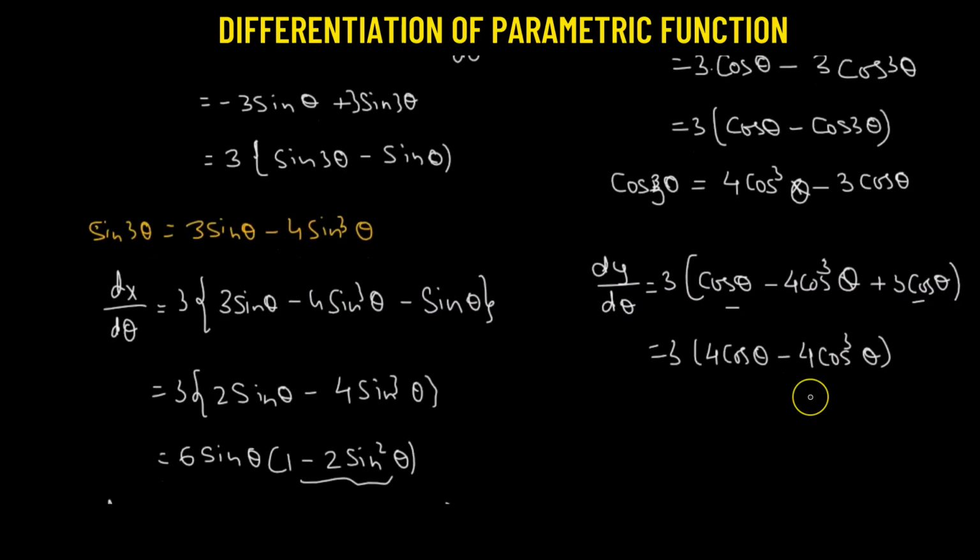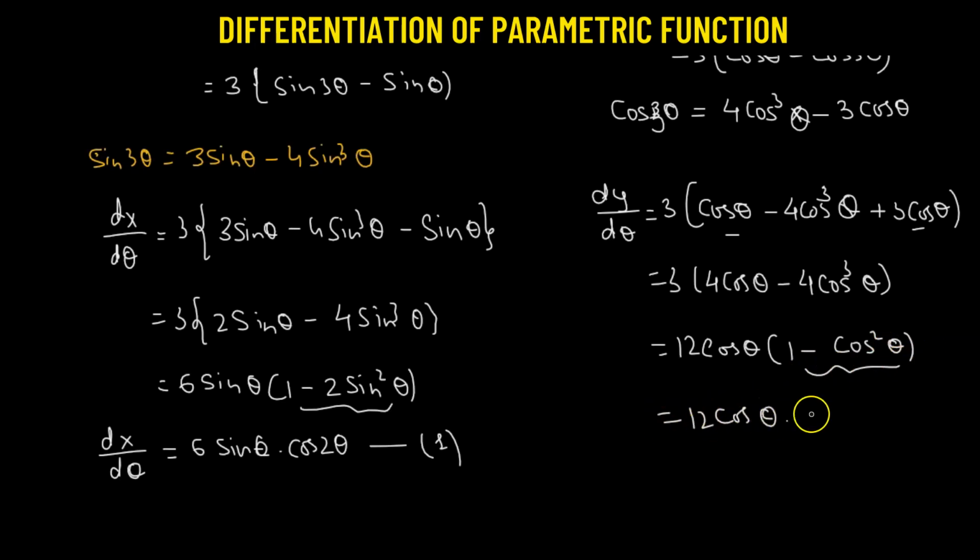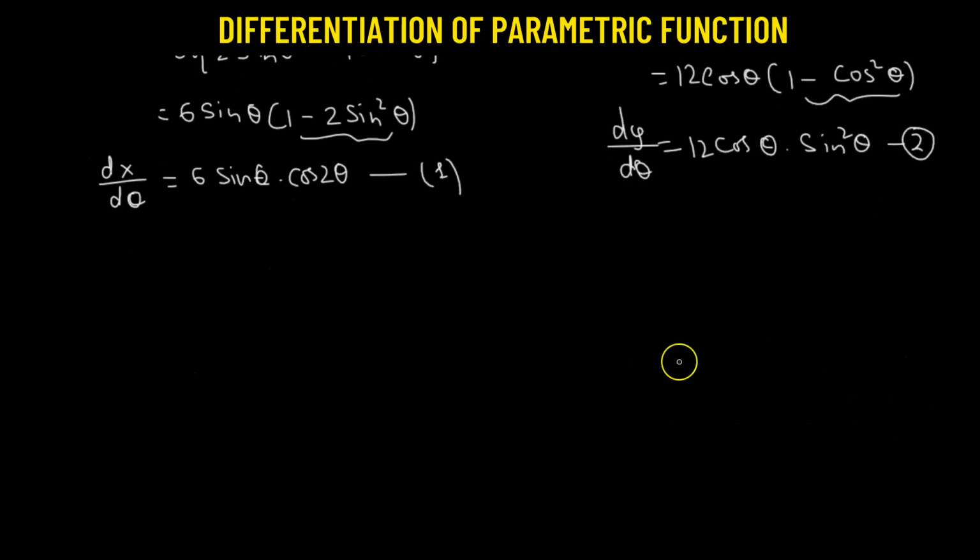Now what we can do is take 4 times cosine theta as the common factor. So this will become 12 times cosine theta, which will get multiplied by 1 minus cosine squared theta. Now this is an identity with the value sine squared theta. So we have sine squared theta. So this will be the derivative of y with respect to theta, and we're going to label this as equation number 2.